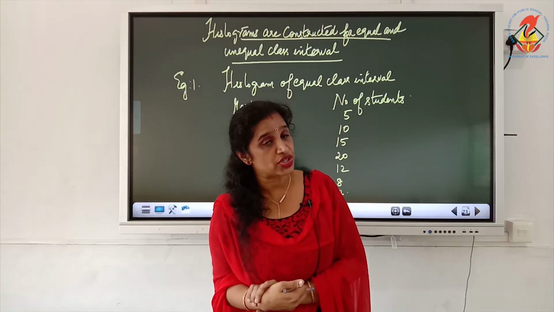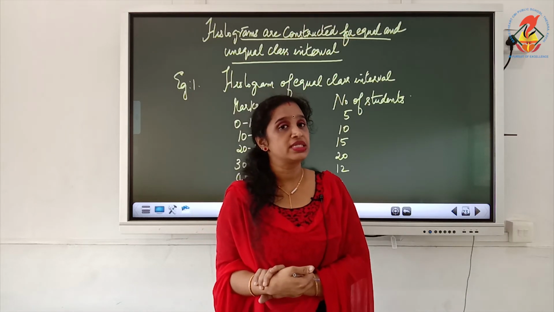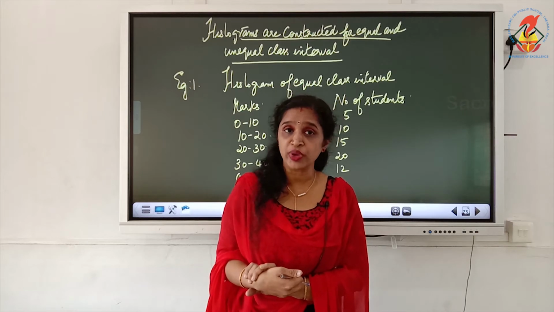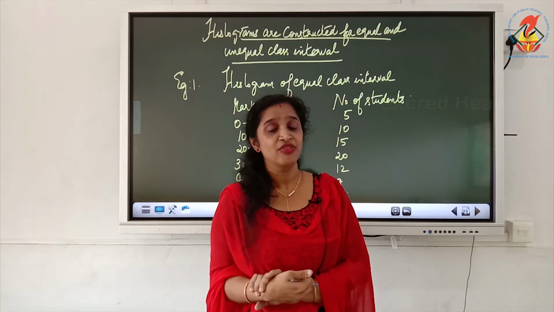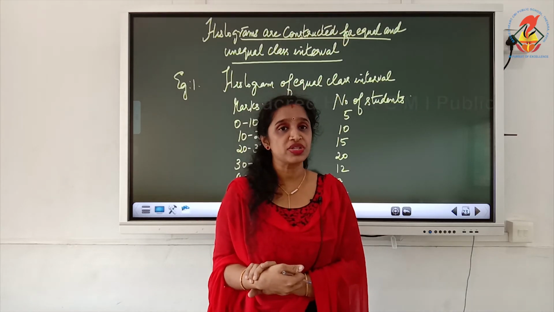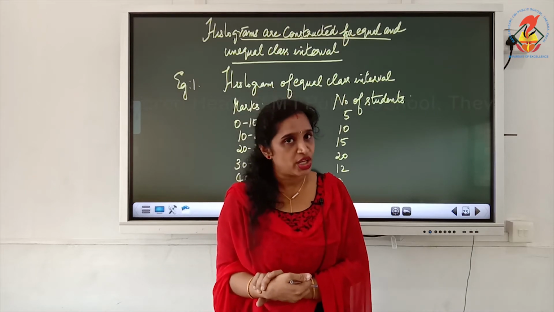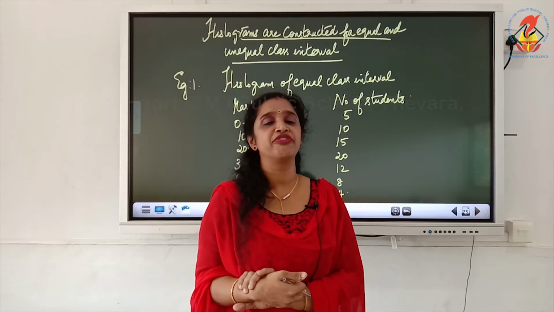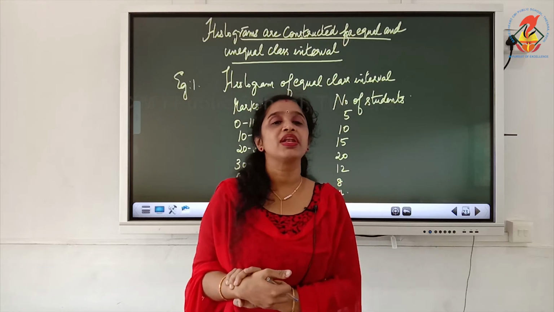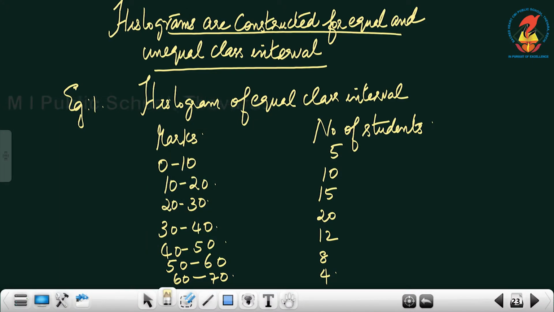It is also constructed for unequal class interval. Example for unequal class interval is 0 to 10, 10 to 20, 20 to 40, 40 to 80, it is unequal class interval. So, we construct histogram for both equal class interval as well as for unequal class interval. You have learned about the difference between equal class interval and unequal class interval in your last chapter. Now, let us first start with histogram of equal class interval. So, I hope it is clear to you.